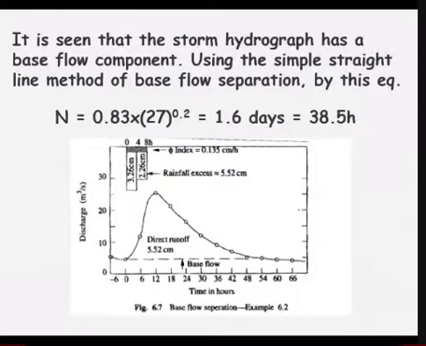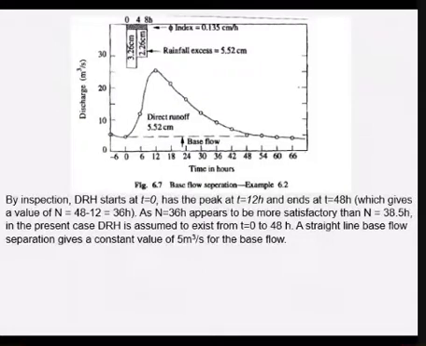Please proceed. It is seen that the storm hydrograph has a base flow component. Using the simple straight line method of base flow separation, by this equation, N is equal to 0.83 times 27 raised to 0.2, which is equal to 1.6 days or 38.5 hours. By inspection, the DRH starts at time T equal to 0, has the peak at T equal to 12 hours, and ends at T equal to 48 hours, which gives a value of N equal to 48 minus 12, or 36 hours.